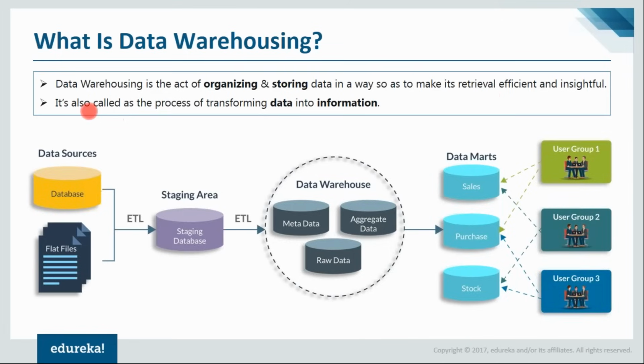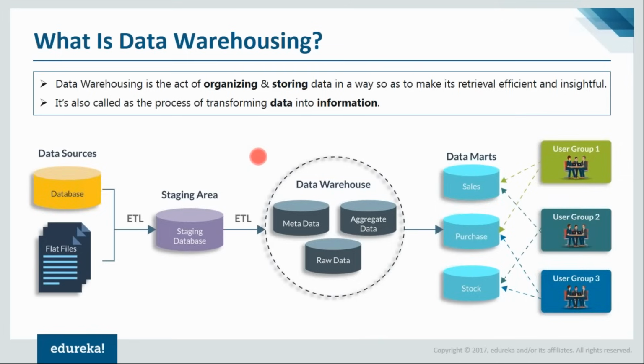All right. And data warehousing is also called a process of transforming data into information. Okay. So relevant data or more processed data is also called information. That's what is stored inside a data warehouse. And there's a lot of difference between the data stored in a data warehouse and the data that is stored inside a database. All right. So that is the thing.